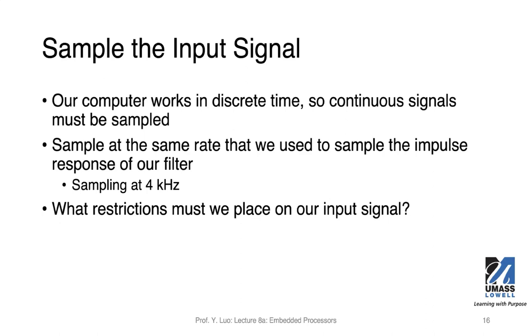Now here's a question, what's the requirement on the input signal? I'm asking about the input signal, specifically about the frequency of the input signal, because the sampling rate is 4 kilohertz, and we should not have an input signal that's higher than 2 kHz, because we need to at least double the frequency of the signal to be able to sample correctly without aliasing.